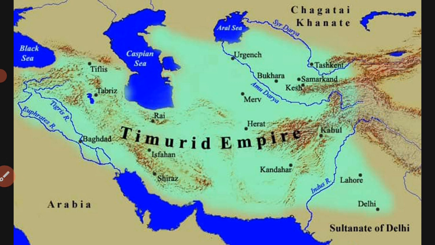Before leaving Delhi, Timur appointed Khizr Khan as his deputy in India. Khizr Khan became the first Sayyid ruler. So in our Zoom class, children, we are going to continue with some aspects of Tughlaq rule. Then we will study about the Sayyid dynasty and the Lodi dynasty.